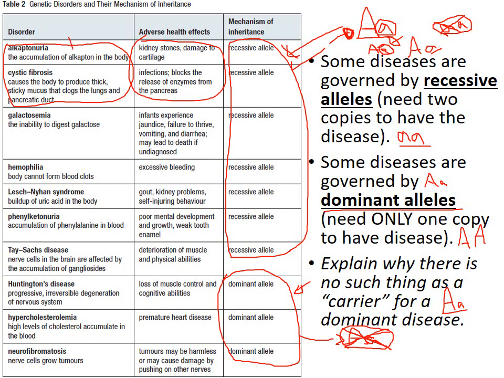Again, I do want you to know at least 2 recessive disorders and at least 2 dominant disorders, along with the health effects that go along with them. And you should be able to do Punnett squares with genetic disorders.